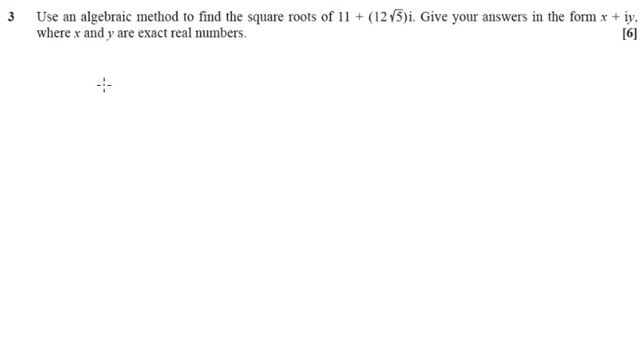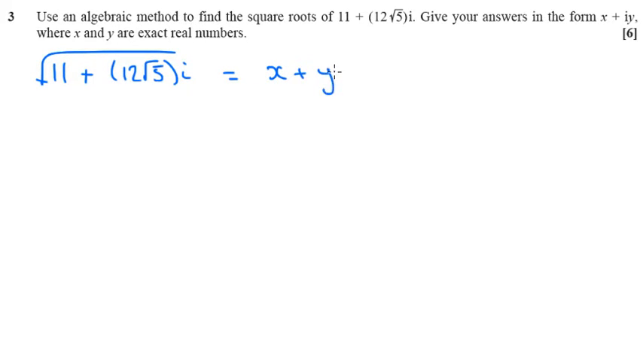Question 3 is the square rooting a complex number question. So in this one, it's a little bit different because we've got a root, which is slightly unusual, but it doesn't make any difference to the method. We want to find the square root of this, and we're going to assume that the square root of it will be some sort of complex number.